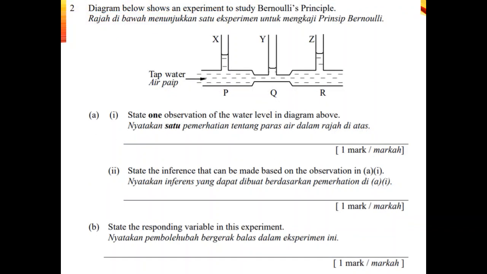The diagram shows an experiment to study the Bernoulli principle. A1, state the observation of the water level in the diagram. And then A2, you need to state the inference that can be made based on the observation. And then B, state the responding variable in this experiment.